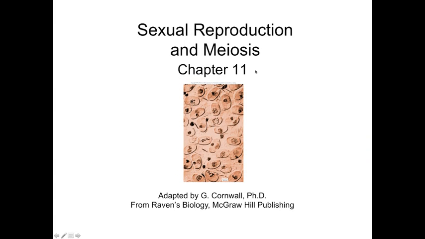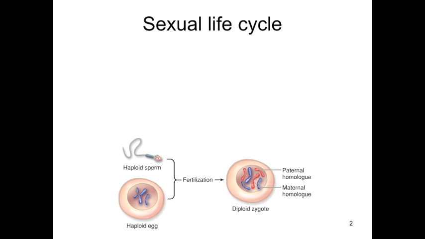In this chapter, we'll be examining the process of sexual reproduction and meiosis. In the previous chapter, we examined mitosis, which is division of all the cells in our body, which are called somatic cells. There's one other type of cell, though, that's produced by our gonads, the ovaries and testes, which are called germline cells. These cells allow us to have a sexual life cycle and produce sperm and eggs.